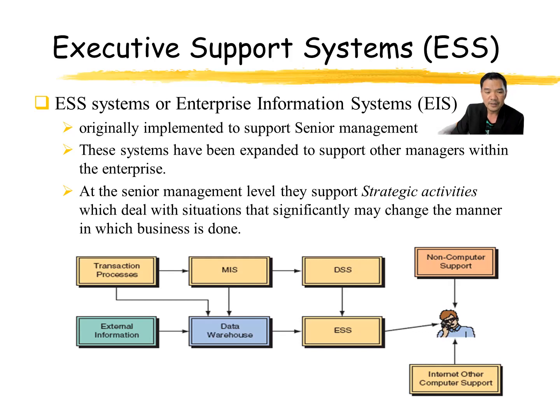So if you look at the diagram, you have your external information, which is stored in a data warehouse, while the transaction processing system also feeds the data warehouse. At the same time, the MIS updates that, and there is a decision support system generated from the MIS, and the executive support system looks at the data warehouse and how it would be supported. Then we have the non-computer support and the internet and other computer support.